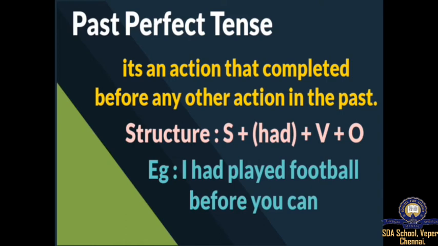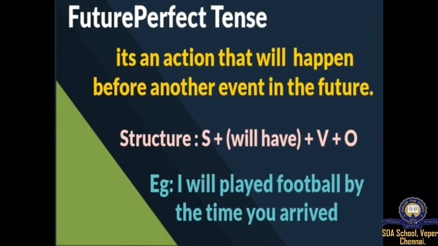Let's see some example. I had played football before you came. Here, one action is already completed before another action happened in the past. Therefore, it's called past perfect tense. Students, now let's move on to the next division, that is future perfect tense.